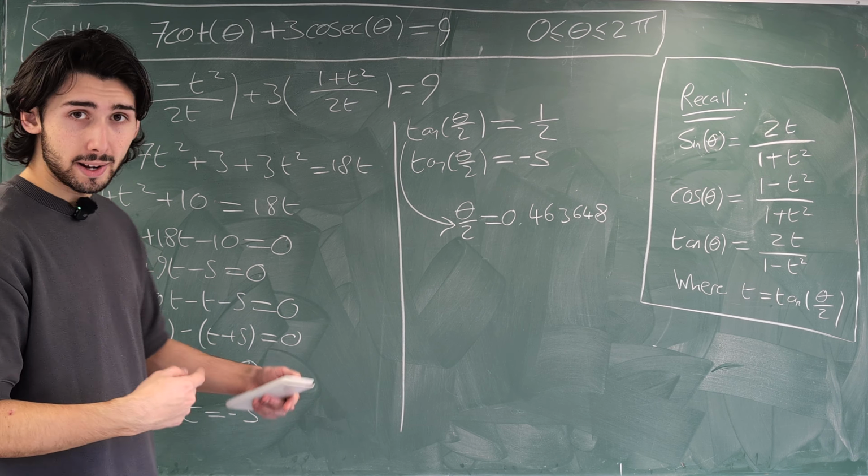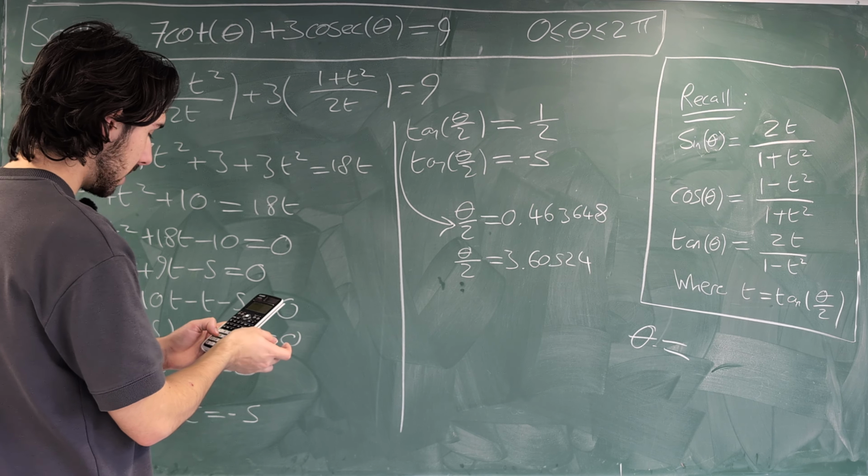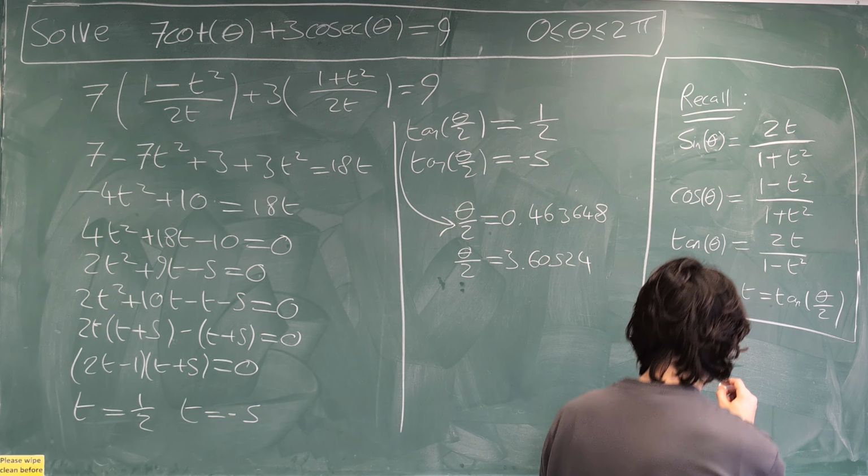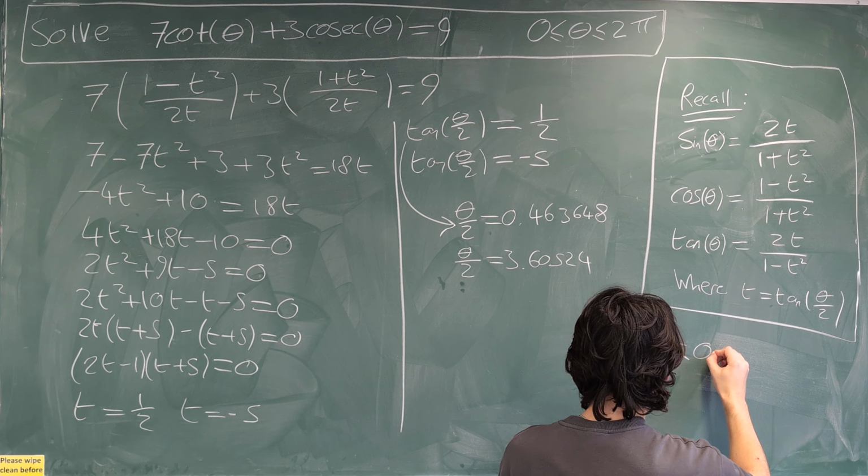No, there's not, okay? So the only actual answer from tan theta over 2 equals a half, I'm going to write this down here, the only actual answer is going to be double this first one. So 0.463648 times 2. We've got theta equals 0.927296. And obviously you can leave that to as many decimal places as you want.